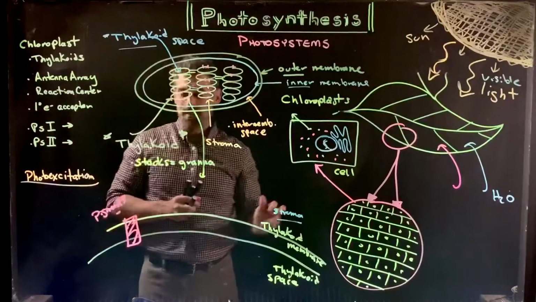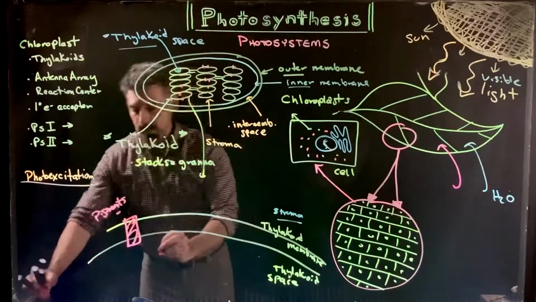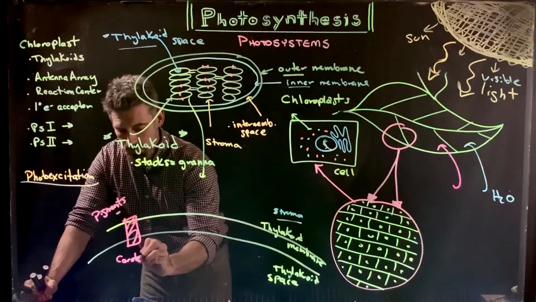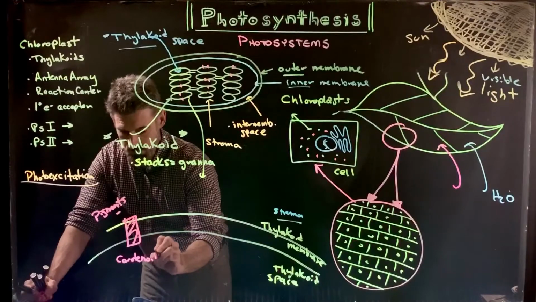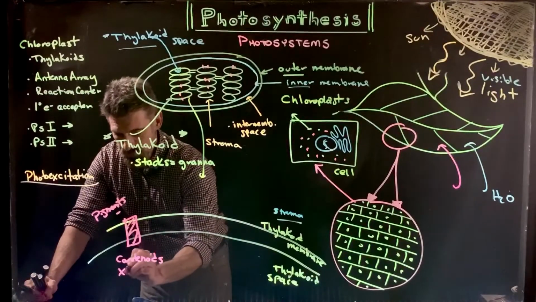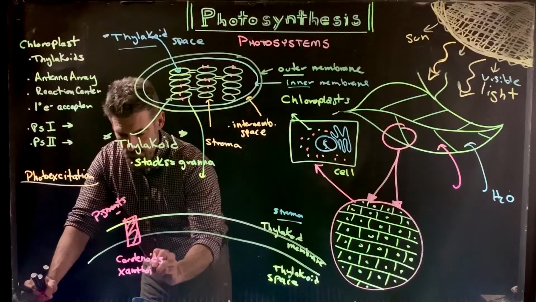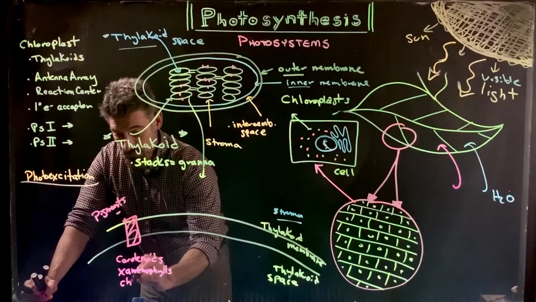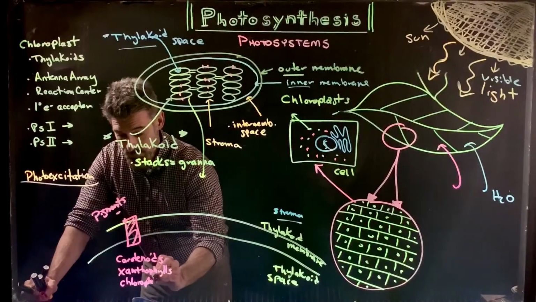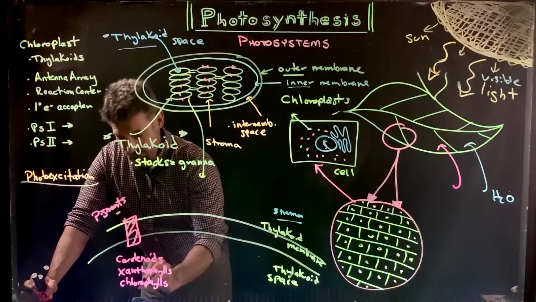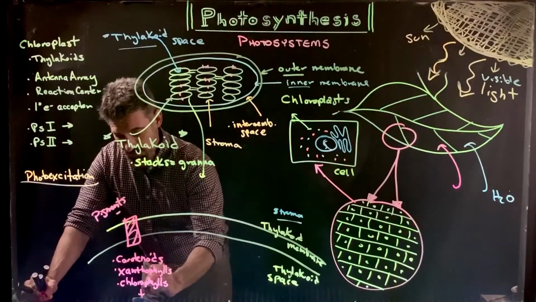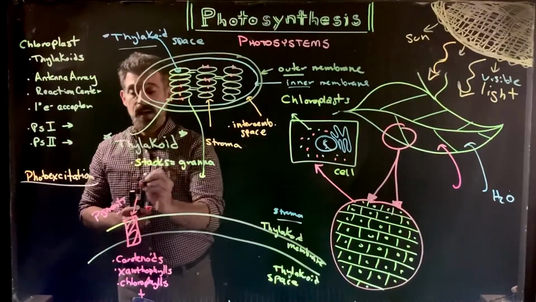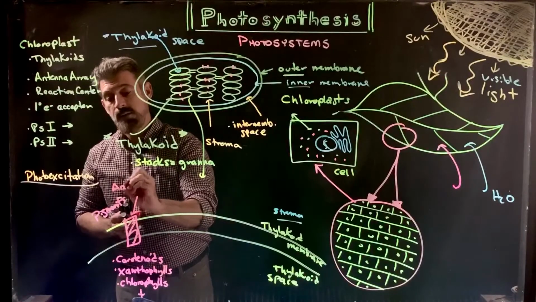Now we said there's a whole variety of different types of pigments. So these pigments will be carotenoids, xanthophylls, the chlorophylls, and others. Other accessory pigments. Okay, so they're all going to be located in the membrane in an area we refer to as the antenna.